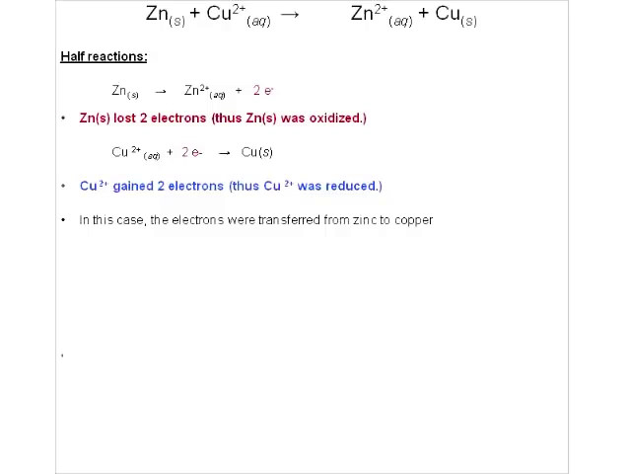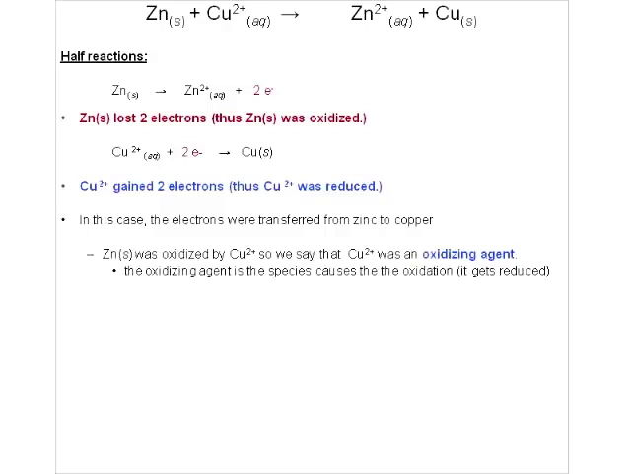So it's the agent or something there that's going to encourage the zinc to give up its electrons. So we would say that the zinc was oxidized by copper 2+. Even though zinc was oxidized, we say that copper 2+ was the oxidizing agent. That was the species that encouraged zinc to give up its electrons. Now, in this particular example, the oxidizing agent itself is the one that gets reduced. So in this case, copper 2+ was reduced, therefore it's the oxidizing agent.